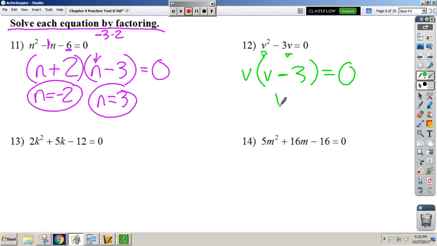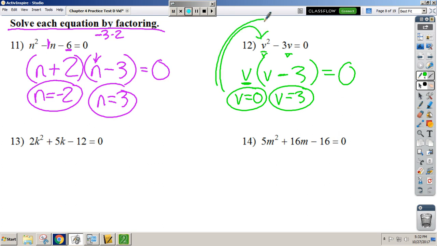How would we make this parenthesis 0? v equals 3 would make that 0. How would we make this thing 0? Well, the only way you can make that 0 is if it equals 0. So v equals 0, v equals 3. And you can check both of these solutions by plugging them back in up here, and you'll be able to see that they do equal 0.